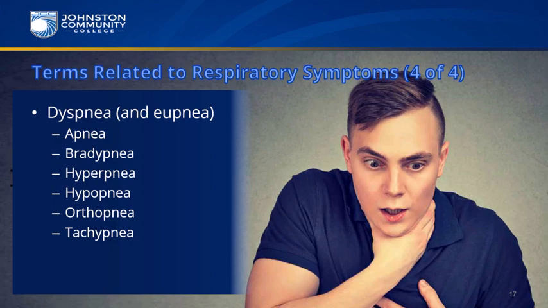Then we also have the opposite, which is hypopnea. Remember, hypo means deficient, so this is extremely shallow breathing. Then we have orthopnea. Ortho, think of when you go to an orthodontist to get braces to straighten your teeth, or if you use orthotics to straighten your posture. So ortho is our combining form for straight. It is a condition of difficult breathing unless the patient is in an upright position.